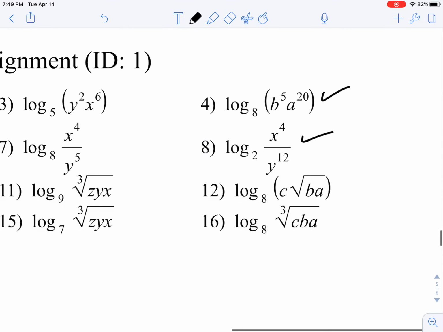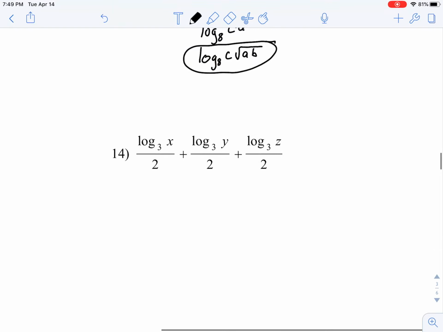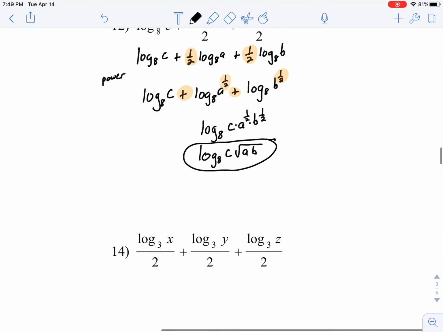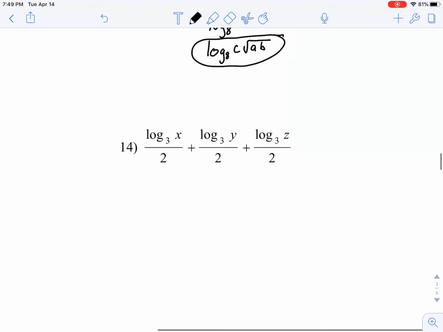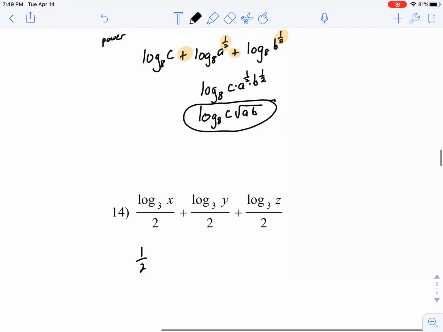All right, let's check number 12. C square root AB. There it is. 2 more and we're done. Condensing logarithms. All right, 14 is a lot like 12, except they're all divided by 2. So, what did I forget?